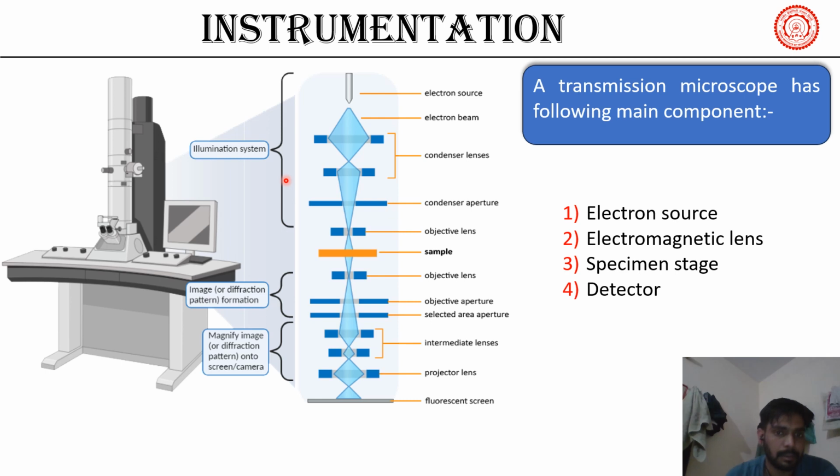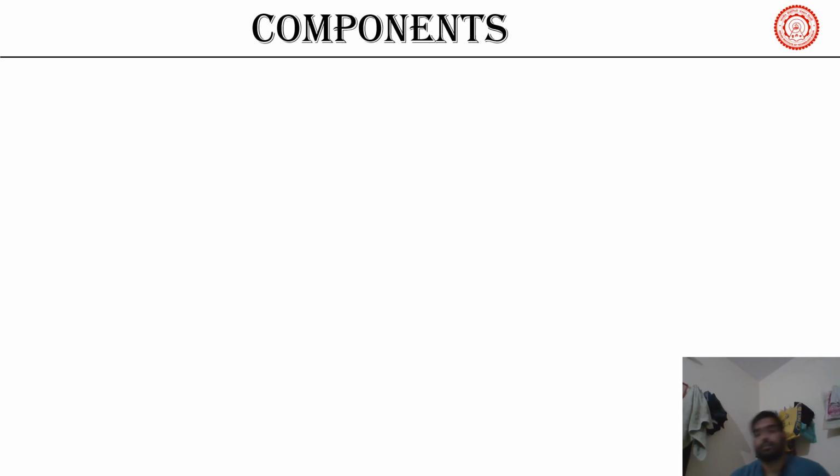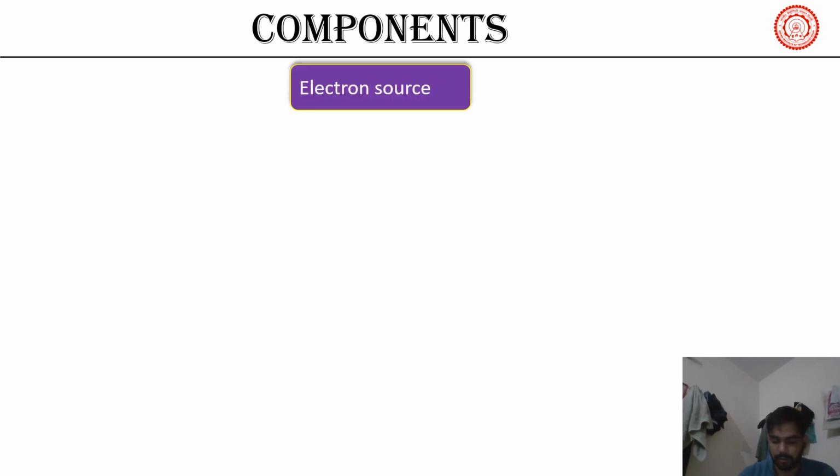In a further section of the PPT, we discuss various types of electromagnetic lenses. The third is the specimen stage. And in the last one, we discuss the different types of detectors. So we will discuss all the components one by one. First, we discuss the electron source.